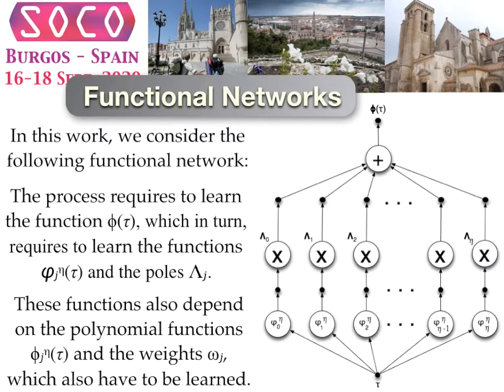In particular, in this work, we consider this functional network. In order to solve the problem, we have to learn the function phi of tau, which in turn requires learning the different component functions and the poles in the expression of the functional error. And this requires a learning process for the polynomial functions and the weights involved in this expression of the rational form.